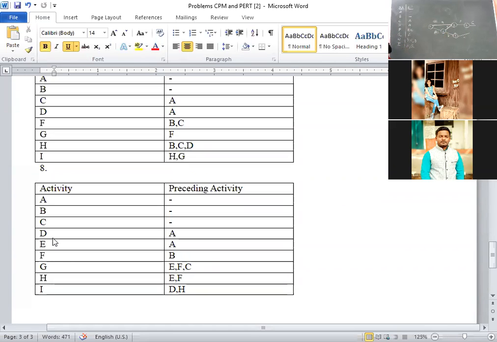Then H and G are completed, then I. I is the end node. End node always ends with a circle. Anybody is having any query in this?